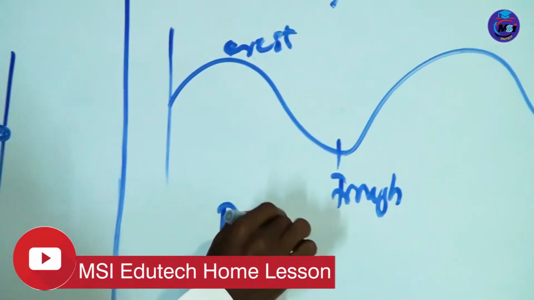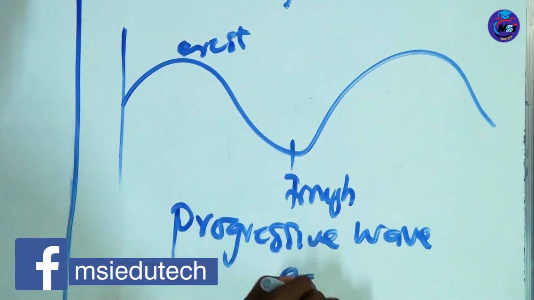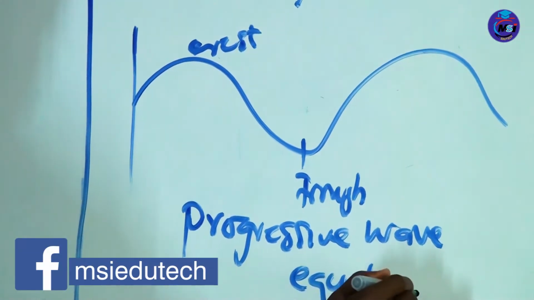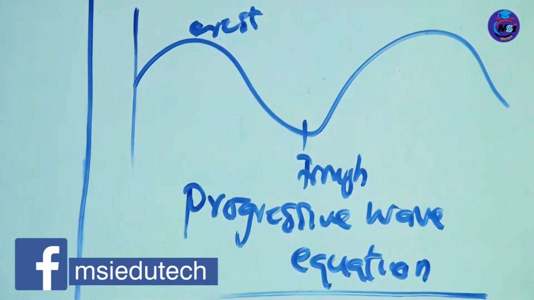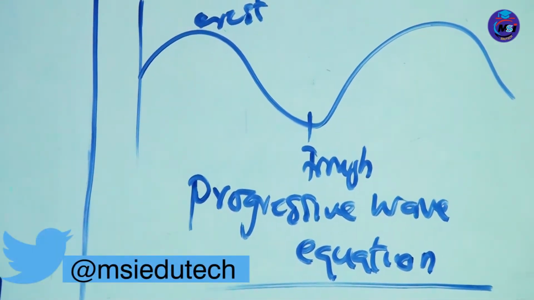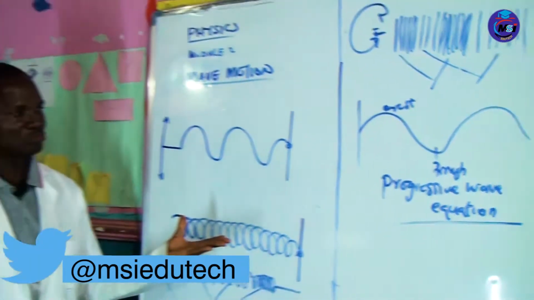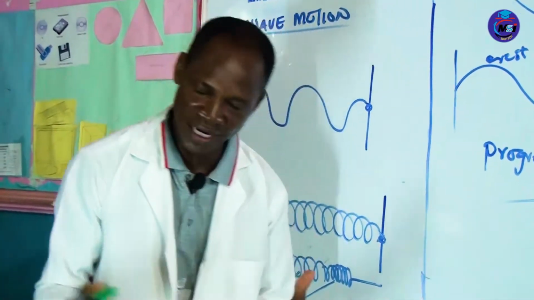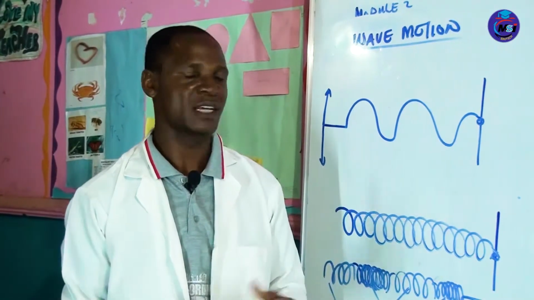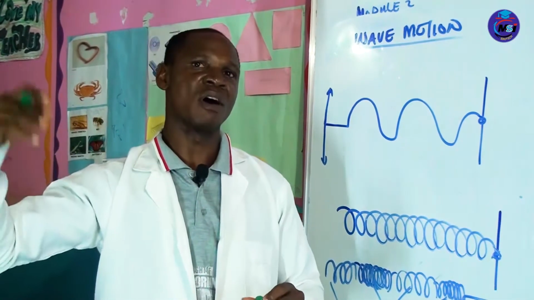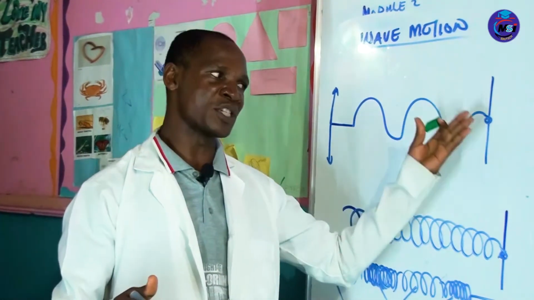So, progressive wave equation, also called the traveling wave equation. Now, the progressive wave equation can be positive or negative depending on the direction the wave takes. If a wave travels on the negative axis, a wave can also travel on the positive axis.